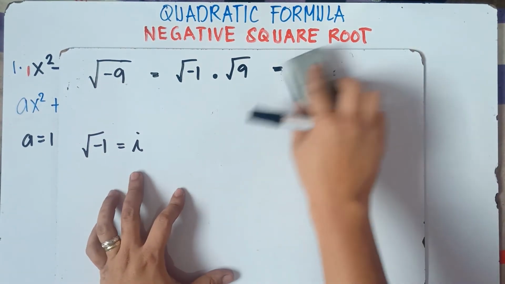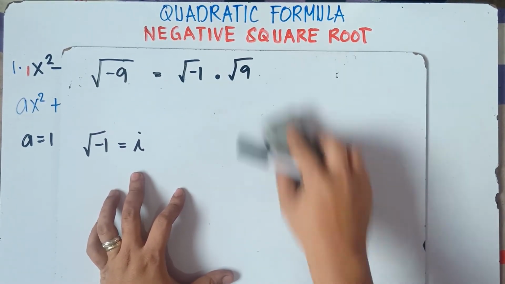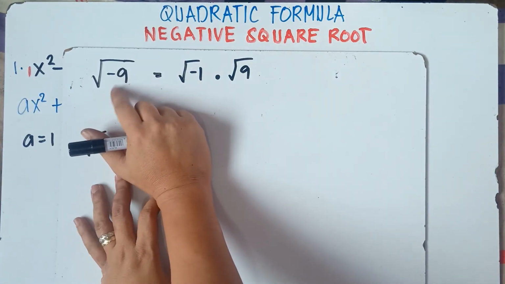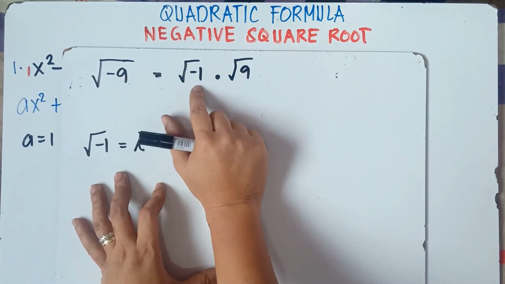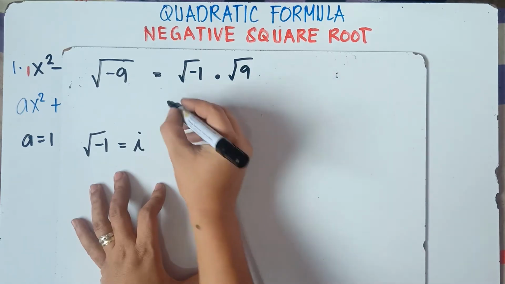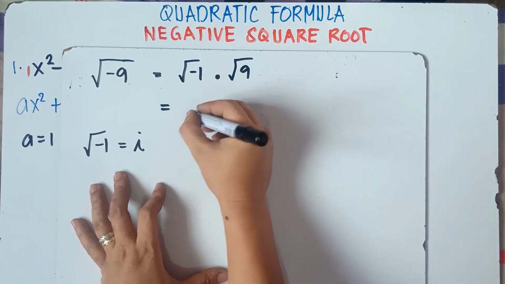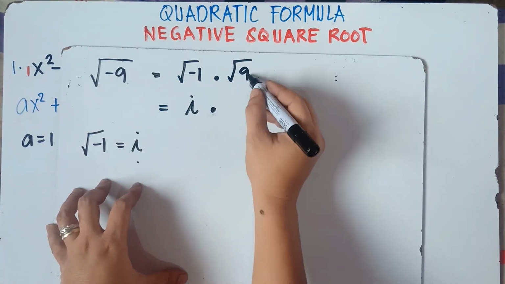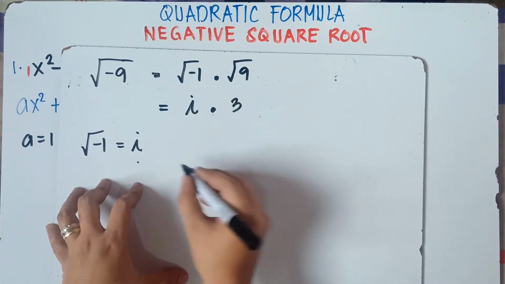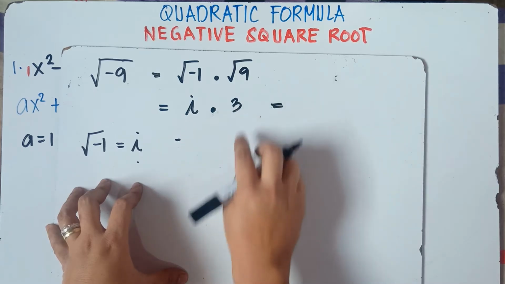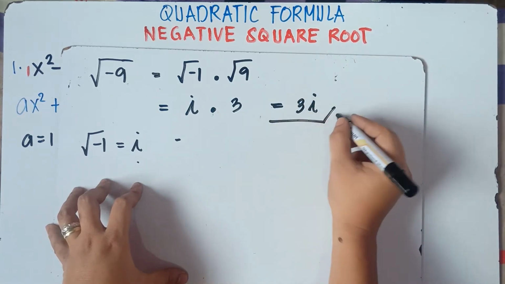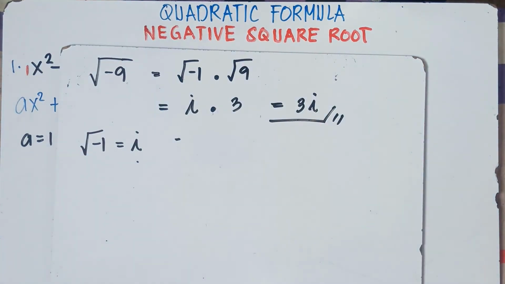So to remove this negative sign in this radical, we simplify this one as the square root of negative 1 times the square root of 9. The square root of negative 1, that is i, then times the square root of 9, that is 3. And then i times 3, or 3 times i, that would be 3i. That's the answer, class, for this one. The square root of negative 9 would be 3i.